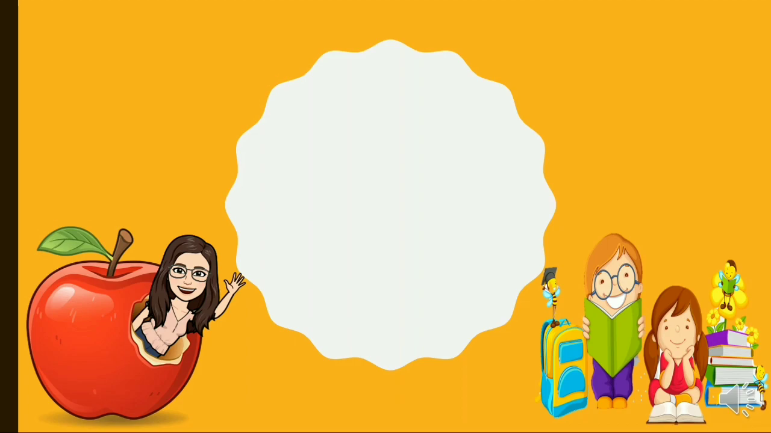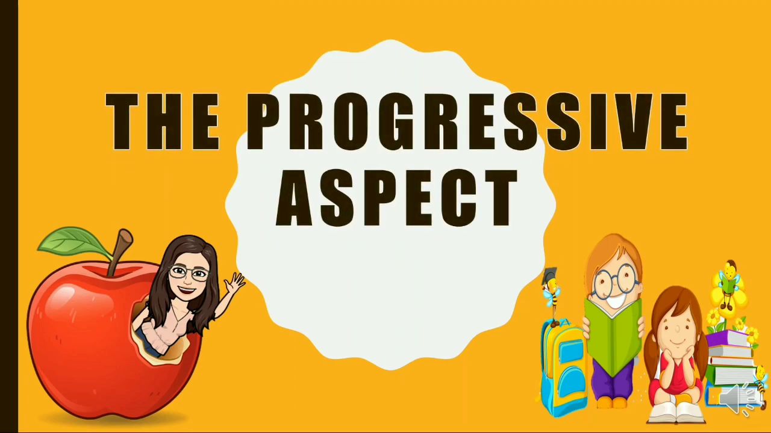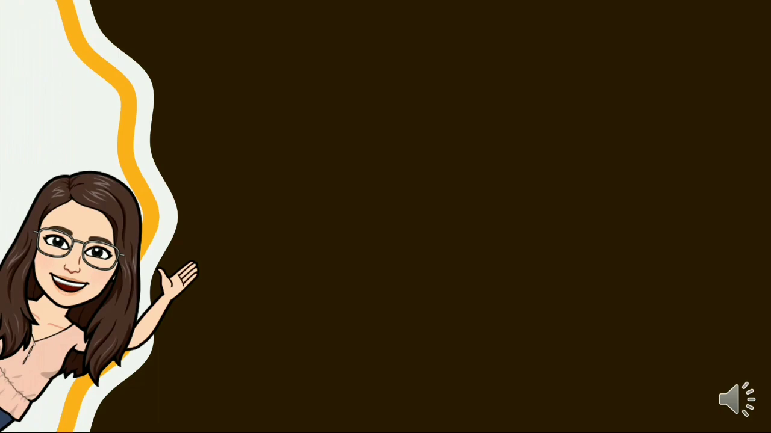We are going to continue our lesson last week, the 4 types of verb aspects. But today, we're going to focus only on the progressive aspect. But before we go to our main discussion today, let us have first a review by answering the short activity.